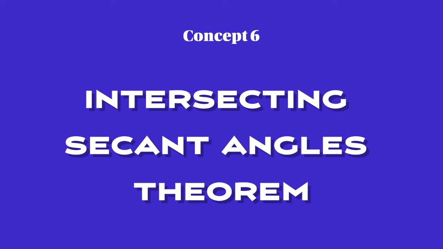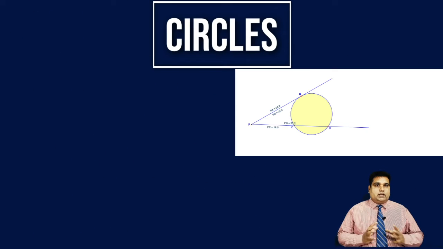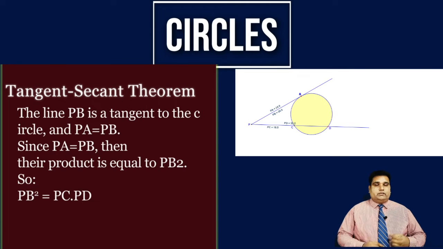Concept 6, intersecting secant angle theorem. In the figure above, the line PB is a tangent of a circle. In the earlier diagram, we could see that the outside line had two secants. Here, instead of two secants, we have one secant and one tangent.